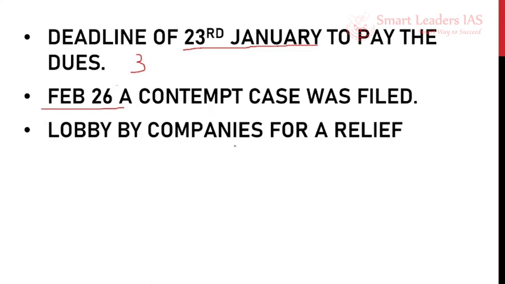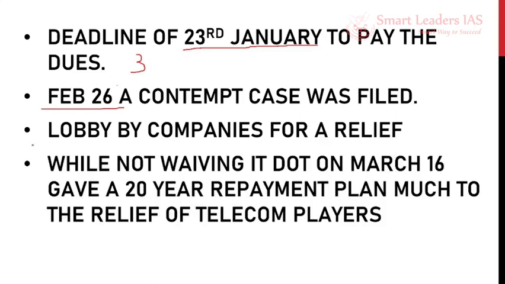So companies are in no position to pay, and therefore they've started to lobby for relief from the government, saying, you are the party here, you have to find a relief for us. So the government was working on a plan. It said that by the end of March, it will come out with some sort of arrangement. But as we know, by mid-March, there was this problem of COVID, and we had to go into a shutdown or lockdown. And before that, the Department of Telecommunication had given out a clarification that it has proposed, it has not been implemented, it has not been ratified as of now, but it has proposed that it will give a 20-year repayment plan.